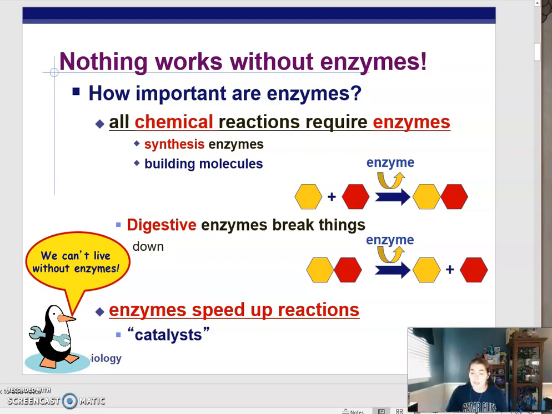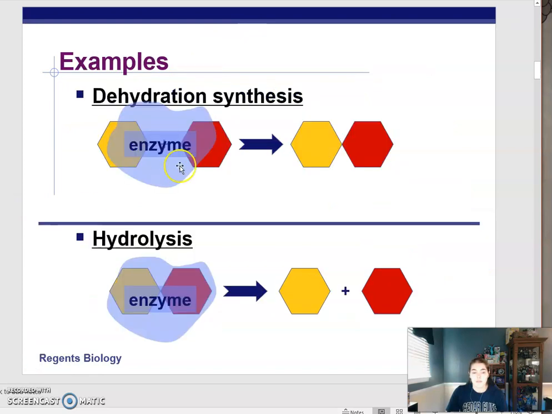For example, the liver lab we did, catalase enzyme breaks down hydrogen peroxide into water and oxygen. But that enzyme is reusable. You can use it multiple times. So an example would be dehydration synthesis. So the enzyme will go in between these two molecules, take water out to build a bond.